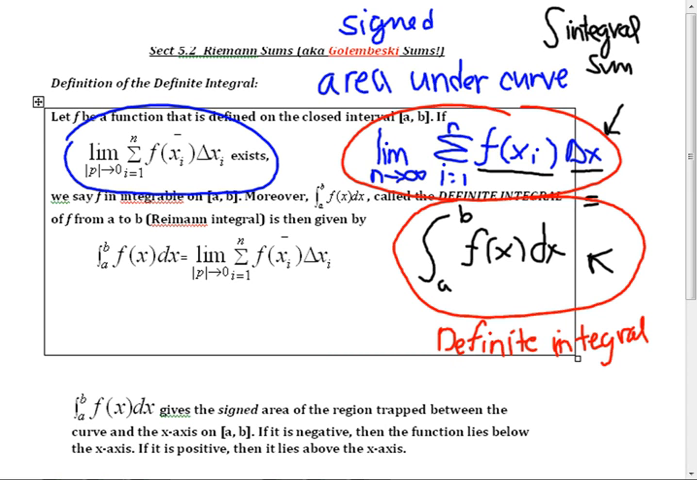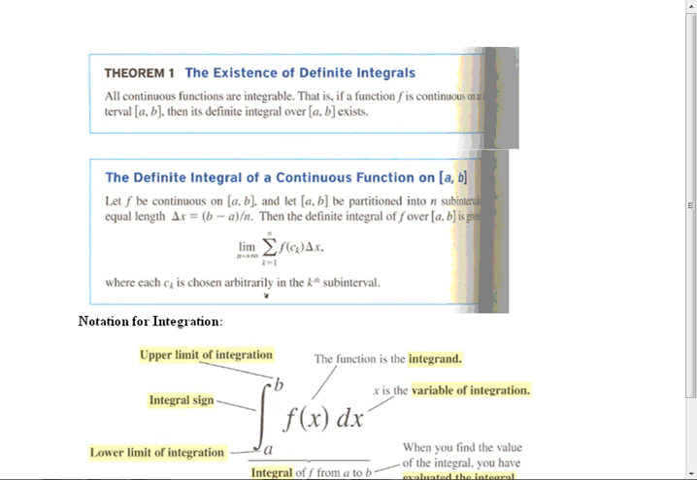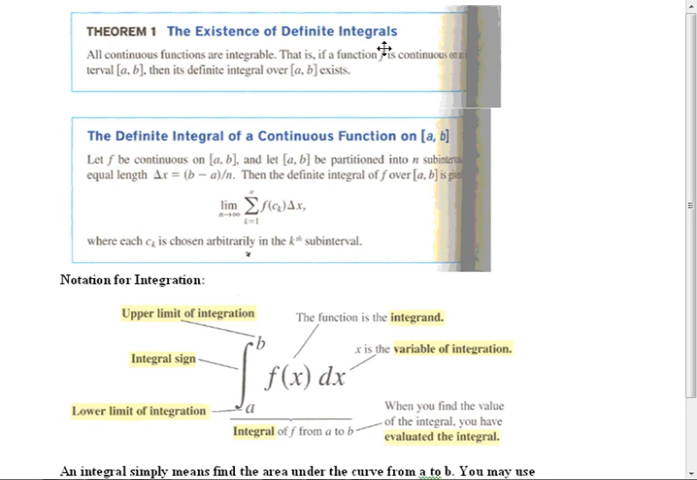So, let's do some problems. Right here, it talks about the existence of definite integrals. It's kind of interesting, as you can always find one, provided there's a limited number of discontinuities. But you could have a function that's not continuous. Remember, to do derivatives, the function always had to be continuous.